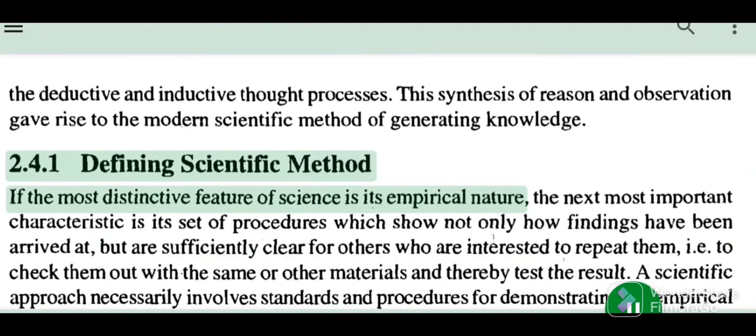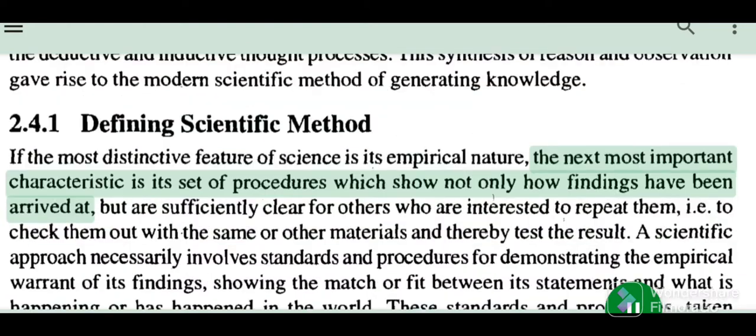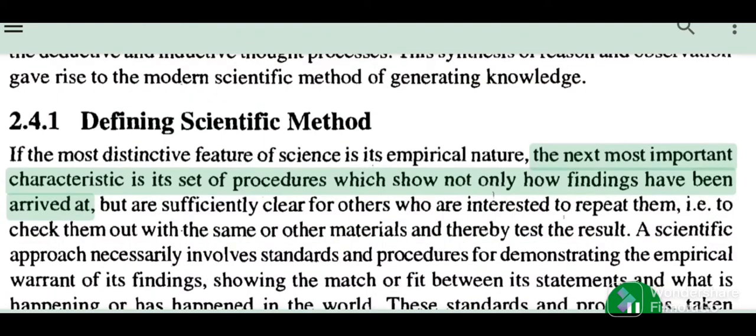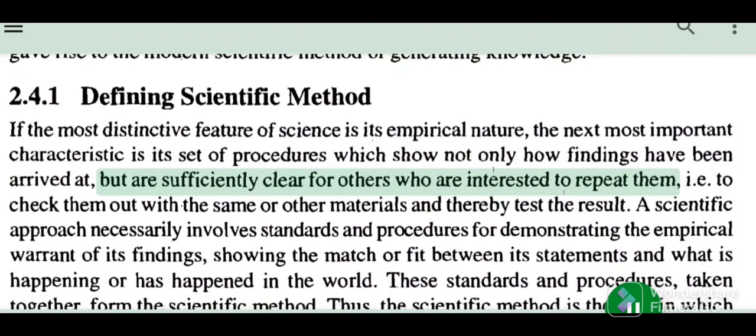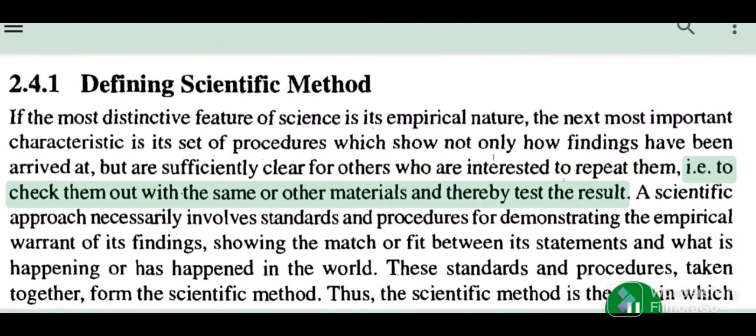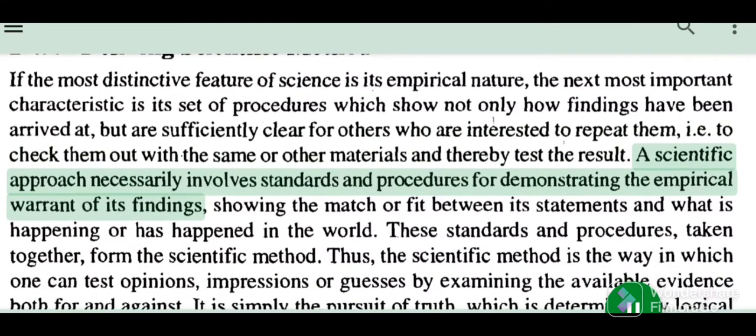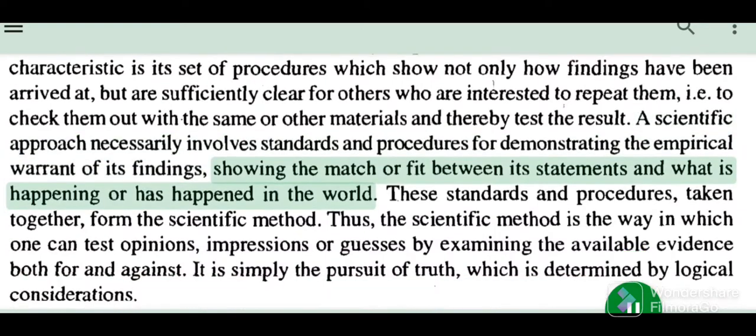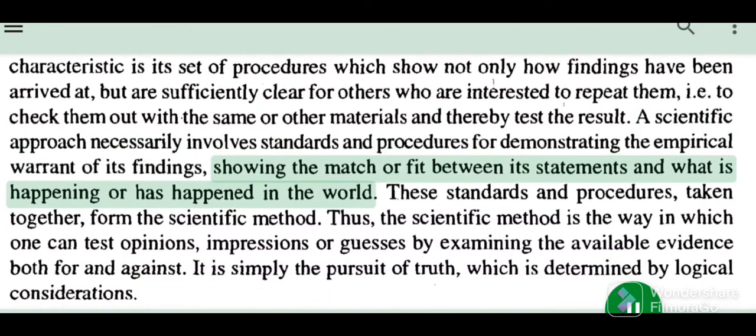2.4.1 Defining scientific method. If the most distinctive feature of science is its empirical nature, the next most important characteristic is its set of procedures, which show not only how findings have been arrived at, but are sufficiently clear for others who are interested to repeat them, i.e. to check them out with the same or other materials and thereby test the result. A scientific approach necessarily involves standards and procedures for demonstrating the empirical warrant of its findings, showing the match between its statements and what is happening or has happened in the world.